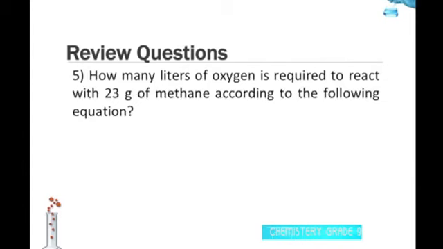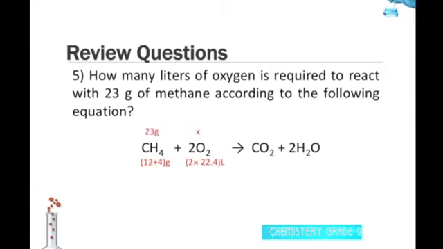How many liters of oxygen are required to react with 23 grams of methane according to the following equation? First we write the knowns and the unknowns. Then we write the weight and the volume. We set up the proportion and solve for x to get 64.4 liters of oxygen.